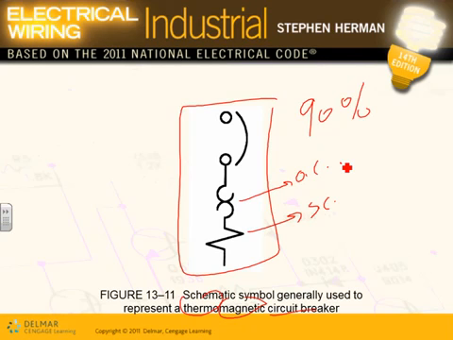So the heat, this is a trip by heat. This is a trip by magnetic force. Don't you guys get amazed how somebody thought of this? Doesn't it amaze you that somebody thought of all these technologies to protect the power system?